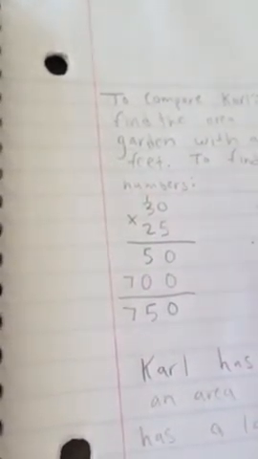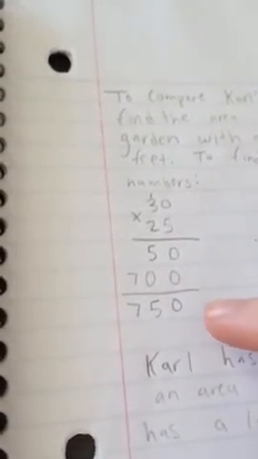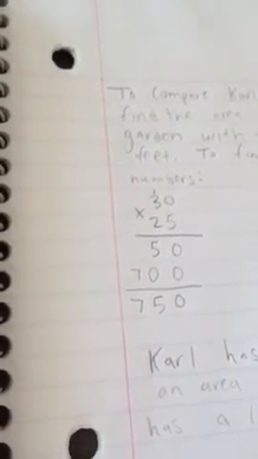Here's that 7. Now we have two numbers to add, which is 50 and 700, and we get 750 square feet. So Carl has a rectangular garden with an area of 700 feet squared, and McKenna has a garden that has an area of 750 feet squared, which means that McKenna's garden is larger by 50 square feet.